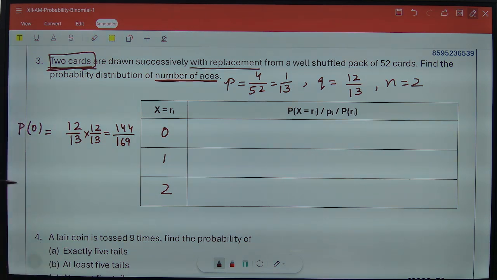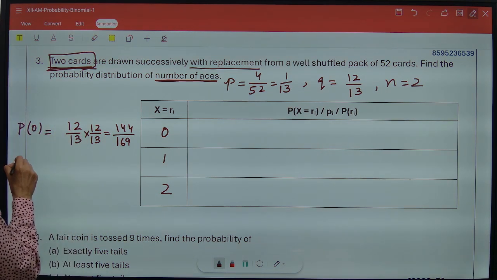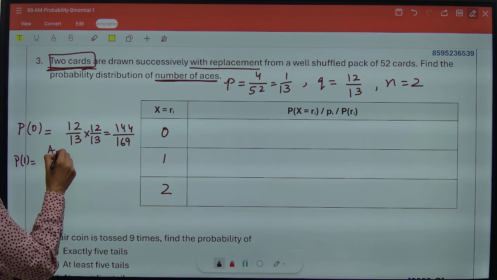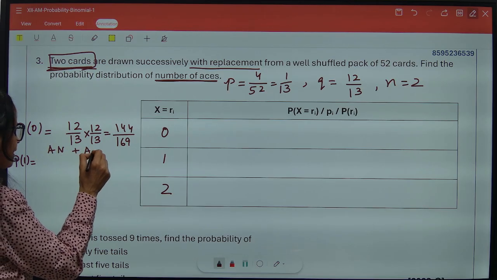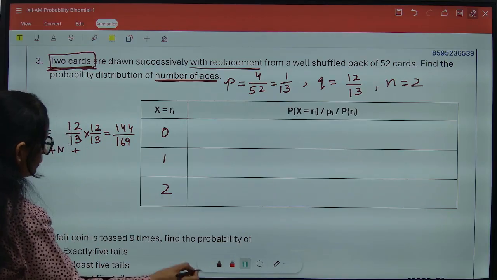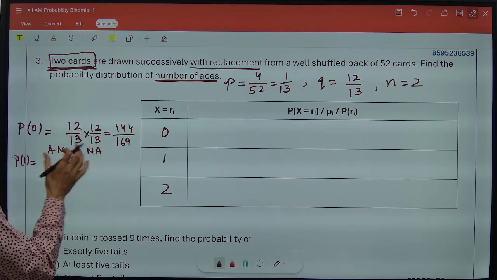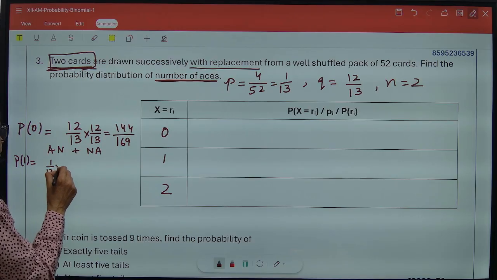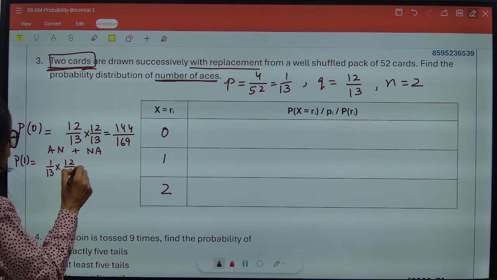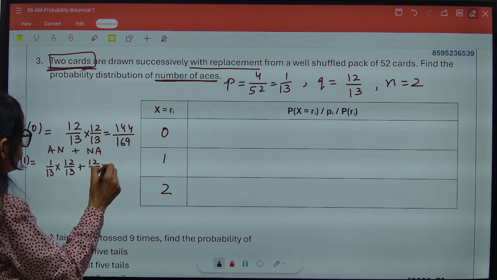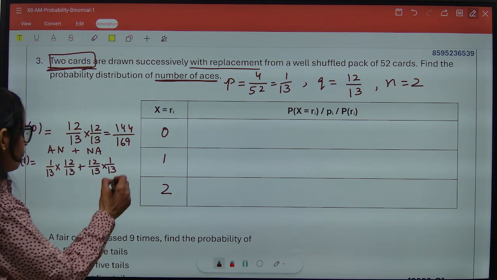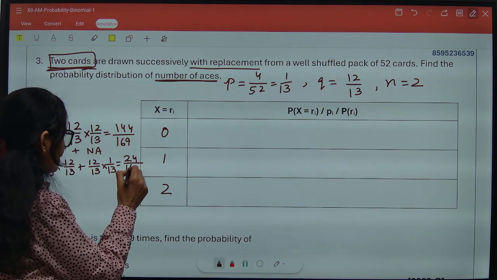Now suppose you had 1 ace and 1 non-ace card. So what is the probability of x being 1? Probably you get 1 ace and then non-ace, or first you get a non-ace card and the second card is an ace card. So you need to consider both the scenarios. So probability of getting an ace is 1 by 13. So this will be 1 by 13 into 12 by 13 plus 12 by 13 into 1 by 13. So it is basically 2 times this expression 1 by 13 into 12 by 13, and that comes out to be 12 2s are 24, so it is going to be 24 by 169.